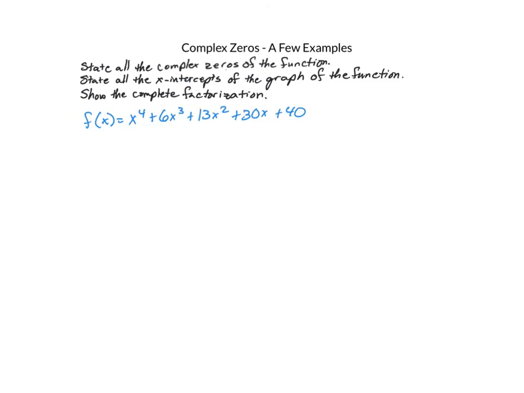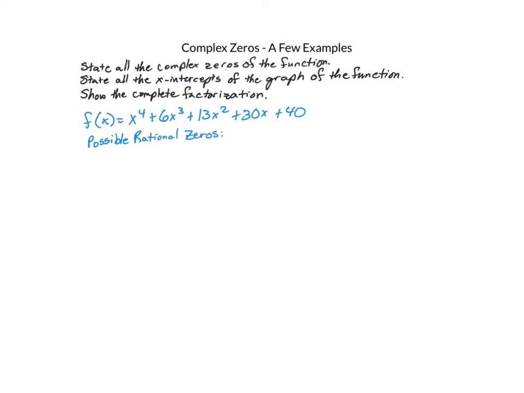I'll make this our last example. I thought we'd do a 4th degree problem this time. So f of x equals x to the 4th plus 6x cubed plus 13x squared plus 30x plus 40. And I don't see anything about our traditional strategies that would help. So I'm going to jump right in with the possible or potential rational zeros based on our rational zeros theorem.